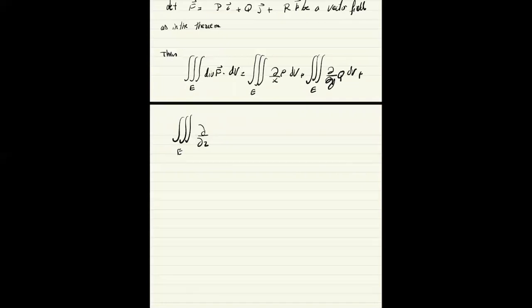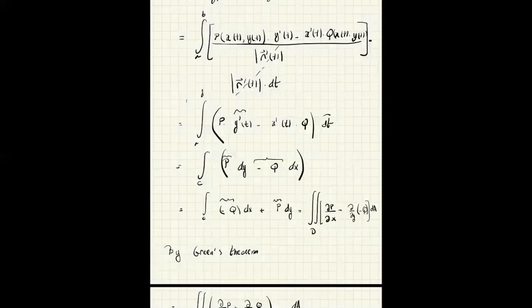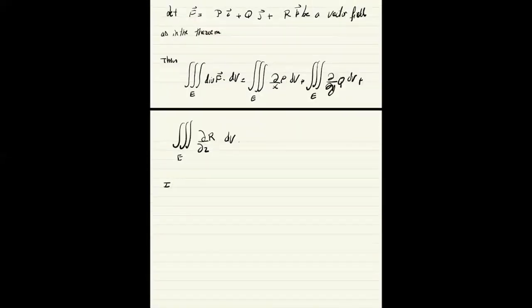del R over del z dV. Okay, if n is the unit outward normal of S, remember we always take the outward one, then we have, what is the integral of F dot n dS.